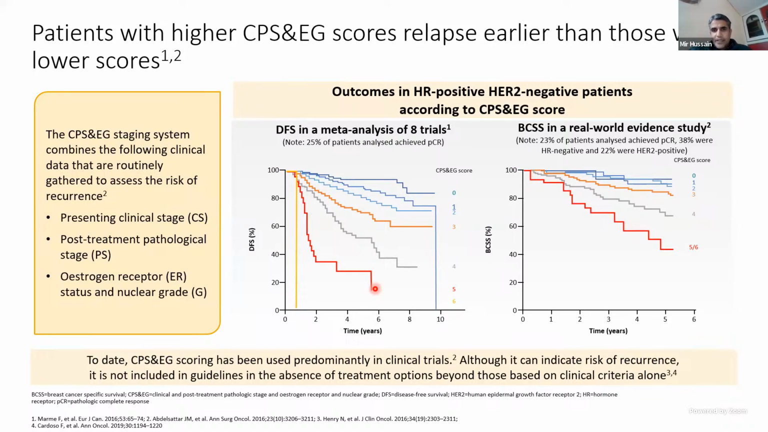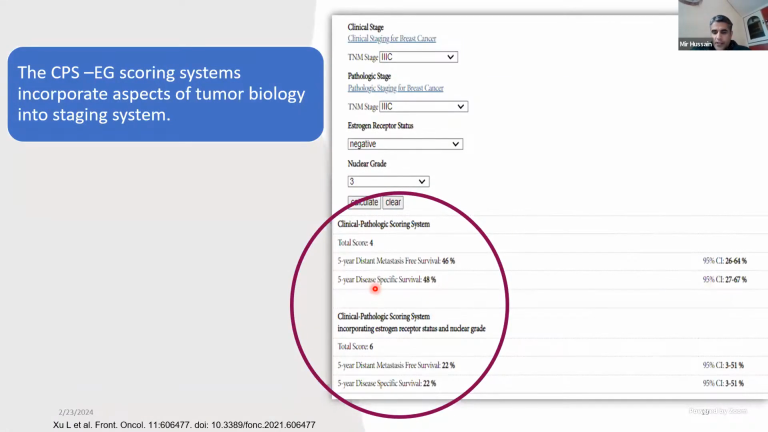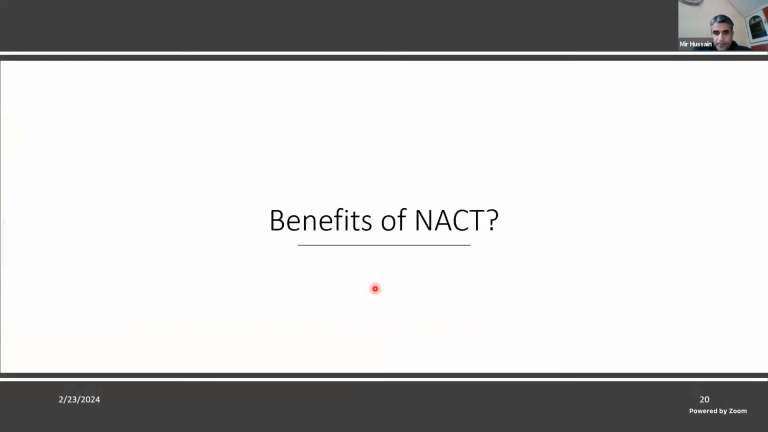If we see the DFS in a meta-analysis of 8 trials, those patients who had a higher score had poor long-term outcomes. And this is how we calculate this CPS-EG score. We take the clinical stage, pathological stage, hormone receptor status, grade of the tumor, and then look at the 5-year distant metastasis-free survival, disease-specific survival, and then the distant metastasis-free survival.